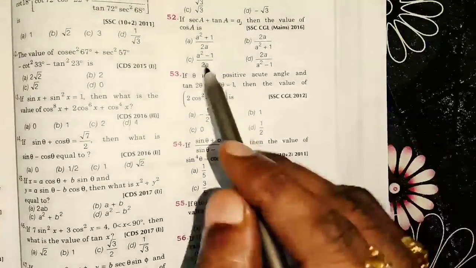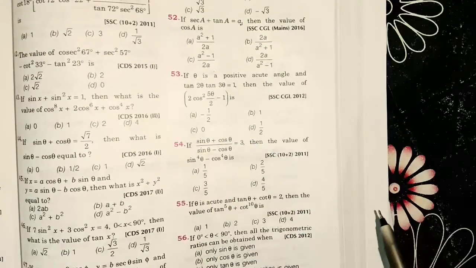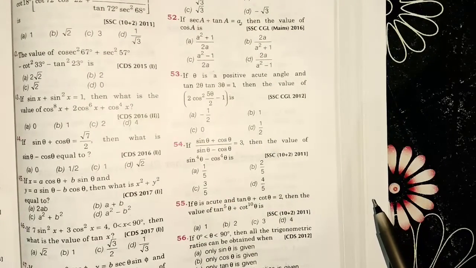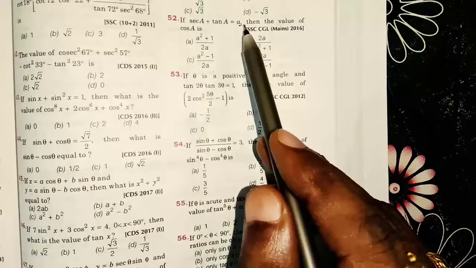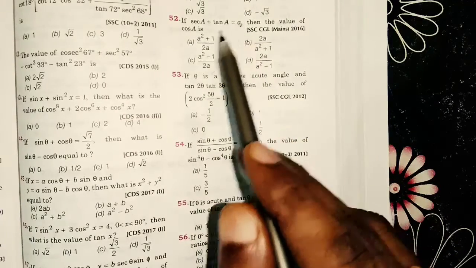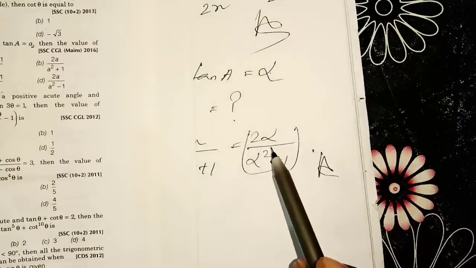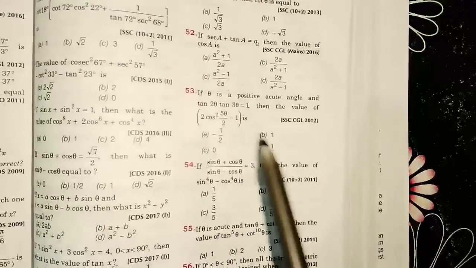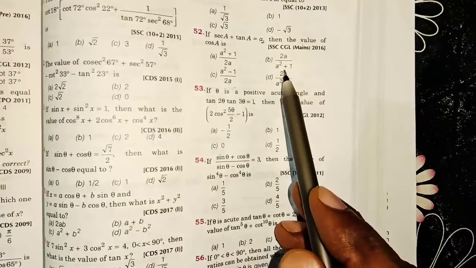There are 4 options given here, so which is the correct option? I have taken alpha, but the answer is given in terms of a. Anyway, with alpha, what is the answer? 2 alpha by alpha square plus 1. This is answer B.